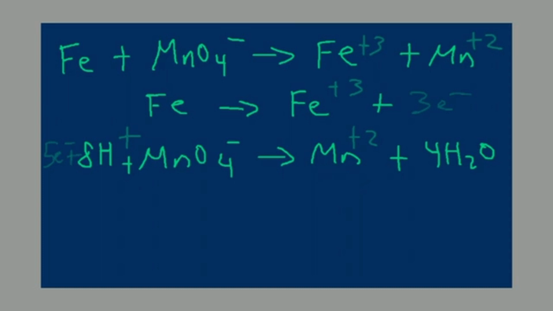Now we need to make the number of electrons equal. We have 3 in the first half reaction, 5 in the second. So the least common multiple of 3 and 5 is 15. Therefore, we need to multiply the first reaction by 5 to get to 15 electrons, and the second one by 3 to get to 15.